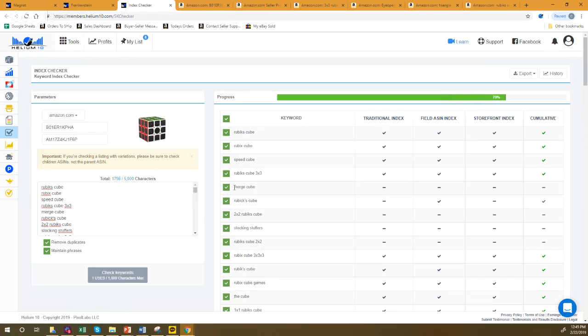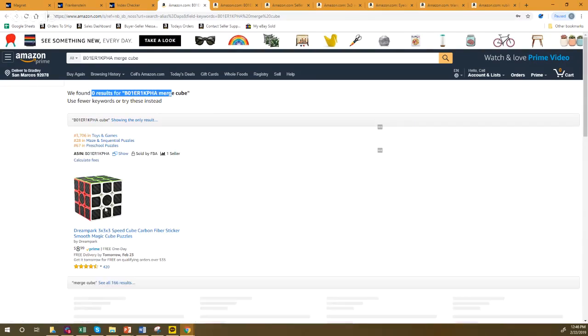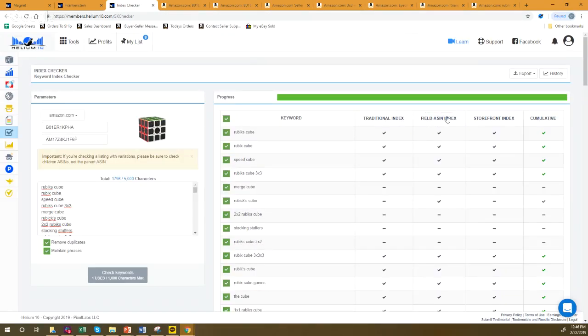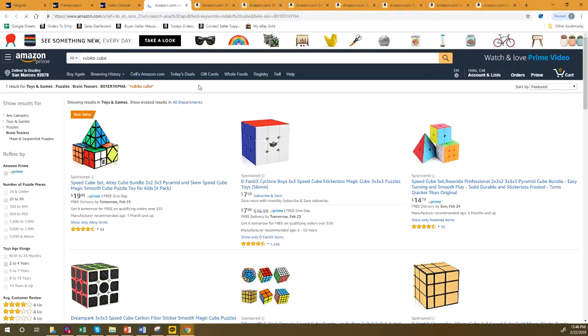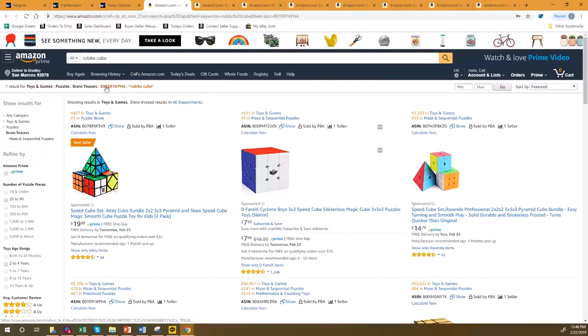Here's one, merge cube. All right. If I click this, merge cube, look, 0 results for this. That means this product is not indexed for merge cube. All right. What is this check? Field ASIN index. This is just another check. So we'll check this one right here. 1 result for this ASIN and this keyword. It came up 1 result. So that means that is a yes.